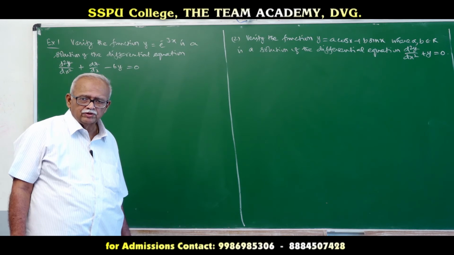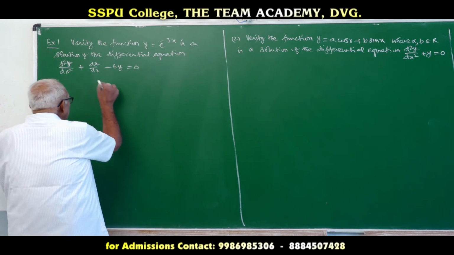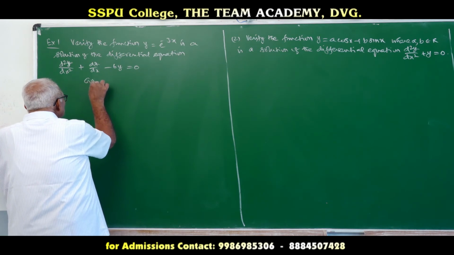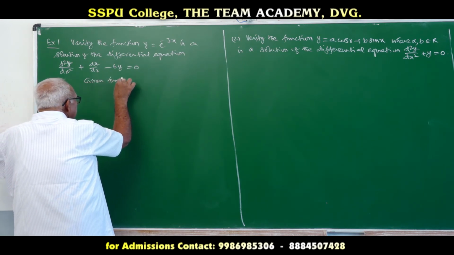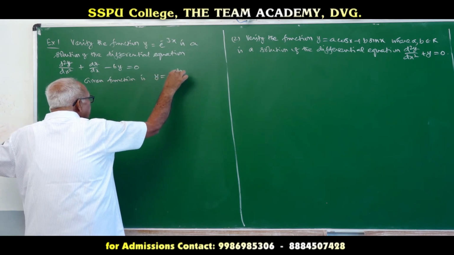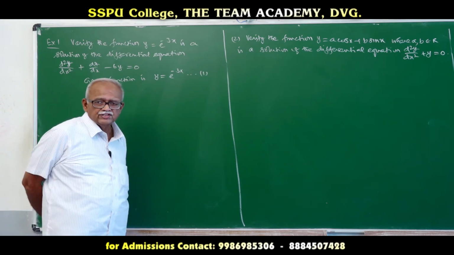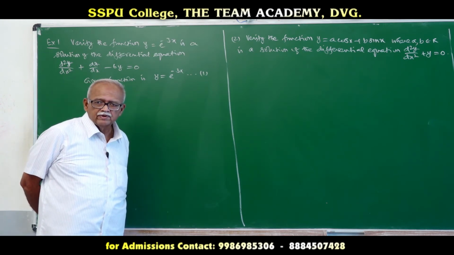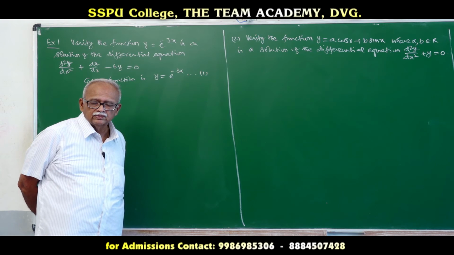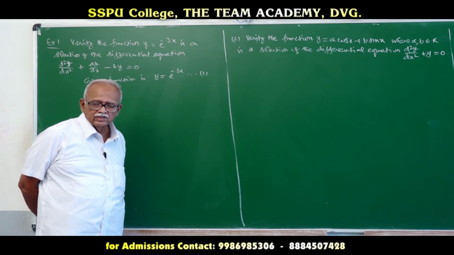For that, what we have to do? See, we have been given a function. So, the given function is y is equal to e power minus 3x. This function y is there. Now, we have to find dy by dx and d square y by dx square and substitute in the given differential equation and prove that LHS is equal to RHS. So, that is the verification for us.